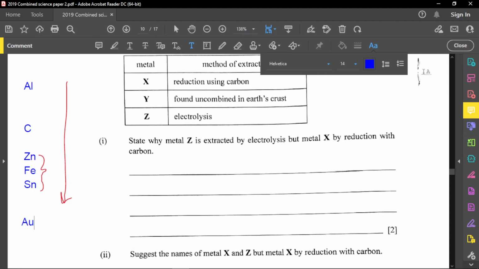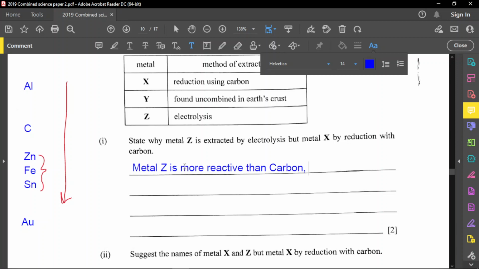All right, so let's answer the question. State why metal Z is extracted by electrolysis, but metal X is by reduction with carbon. And what I was explaining is pretty much what I'm going to put right here. For 2 marks, there are a number of things I could talk about. One is that Z is more reactive, which in this case could be aluminum. So let's start with metal Z. Metal Z is more reactive than carbon. Just to make a note of that.